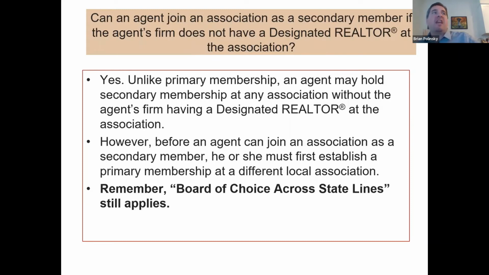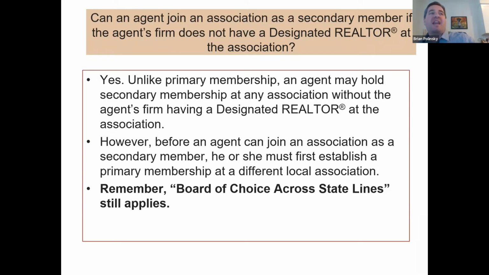So next question, can an agent join an association as a secondary member if the agent's firm does not have a designated realtor at the association? And the answer to that is yes. So unlike with primary membership, an agent may hold secondary membership at any association without the agent's firm having a designated realtor at that association. But remember, this ties back to board of choice and board of choice across state lines. So not necessarily any association, it has to be an association in California or a state contiguous to California.